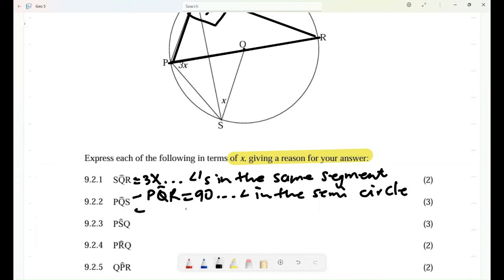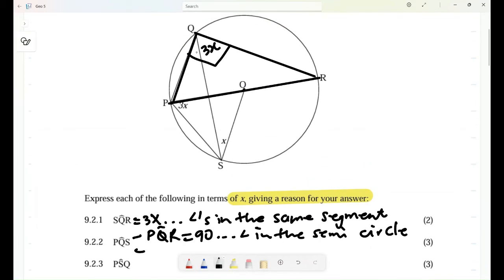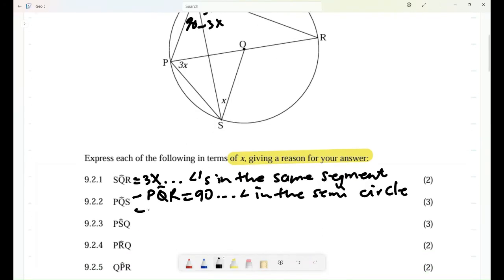Then now, if that's equal to 90, then I know this is going to be 90 minus 3x. We agree. If this is 3x, this is going to be 90 minus 3x, so that when I sum them, they give me 90. So I'm going to just say angle PQS is equal to 90 degrees minus 3x. No need for a reason for that.